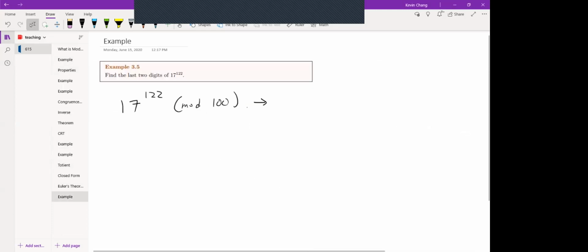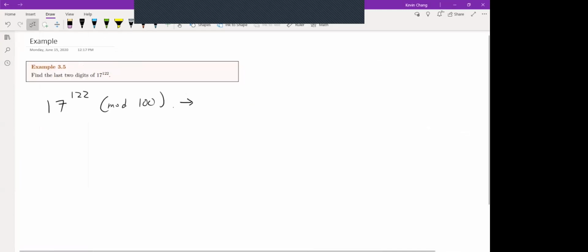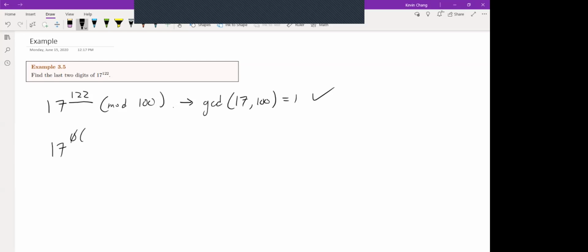So let's go to our problem here, and we can check that 17 and 100 are indeed relatively prime because they share no common factors. And that means that we are good to go for Euler's theorem. Essentially, we're going to find a way in which we can find cycles within this exponent 122. If we use Euler's theorem, we know that 17 to the phi of 100 is going to be congruent to 1 mod 100. And from the previous example I just gave you, phi of 100 is equal to 40. So we know that 17 to the power of 40 is going to be congruent to 1 mod 100.